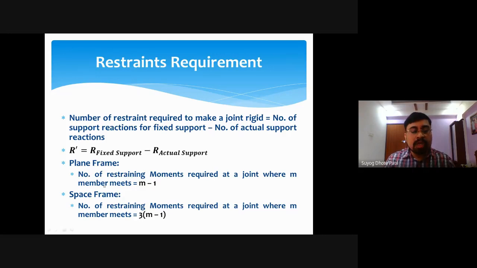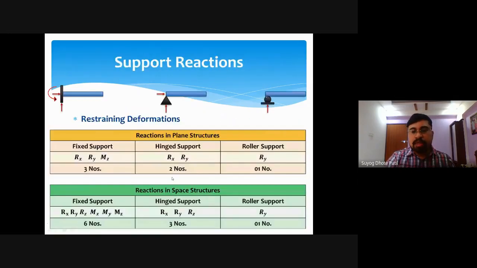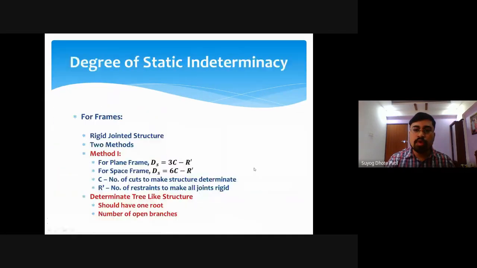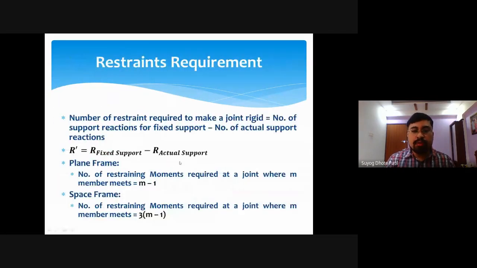If the fixed support has 3 reactions, and the actual support in the problem is only a roller support, the roller support has only 1 reaction. So R dash will be 2. So 2 additional reactions we have to provide to make it a rigid joint. Okay, simple. That is the meaning of R dash. Don't confuse R dash and R.